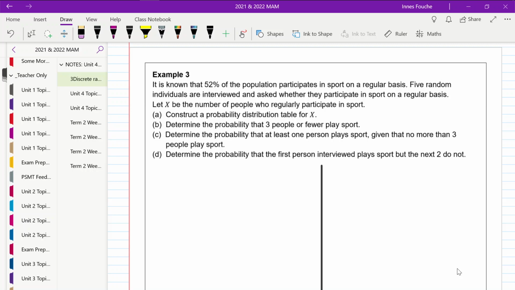Okay, it's known that 52% of the population participates in sport on a regular basis. 5 random individuals are interviewed and asked whether they participate in sport on a regular basis. Let X be the number of people who regularly participate in sport. Okay, the first thing we need to do is identify what information we've been given. We can see that we have 52% over here, and we have 5 individuals. We're looking for an n value, and we're looking for a p value.